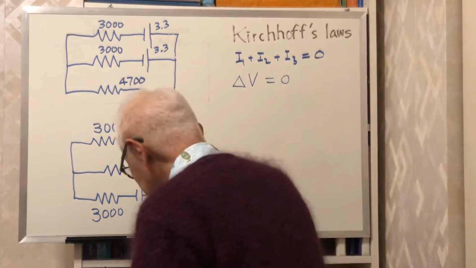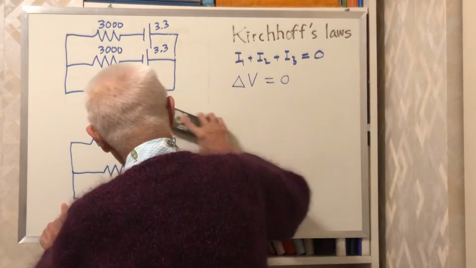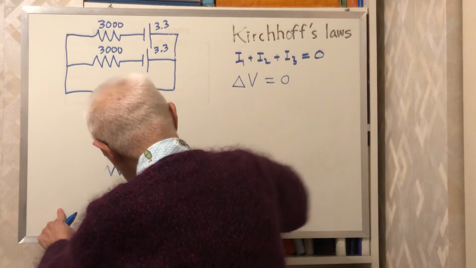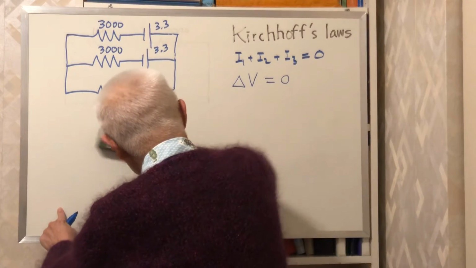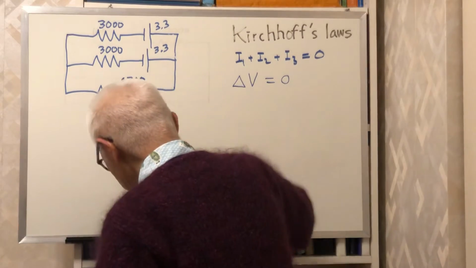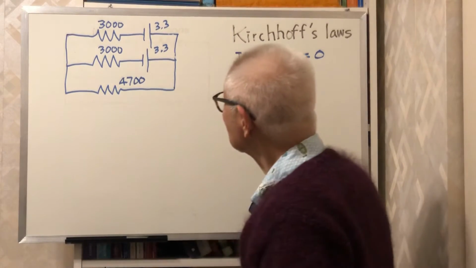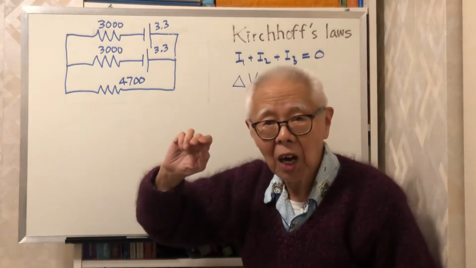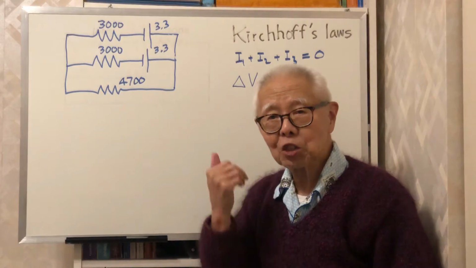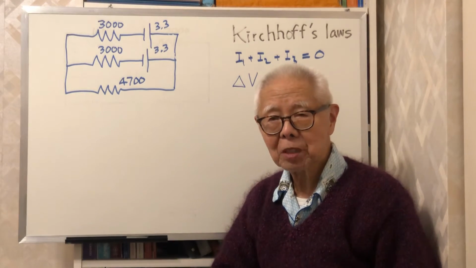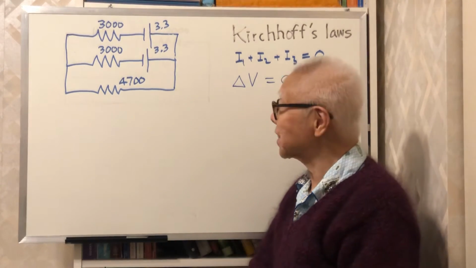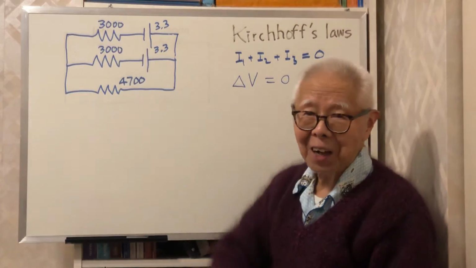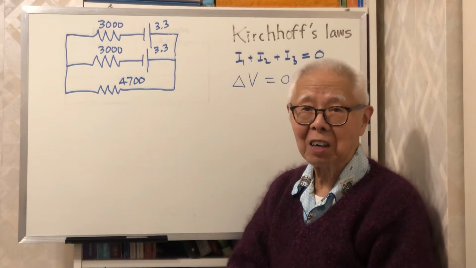You see, I have a battery here and a battery here. Do you see that these two batteries are in parallel? Well, you say, no, not exactly. There is a resistor here. How can I say the batteries are in parallel?